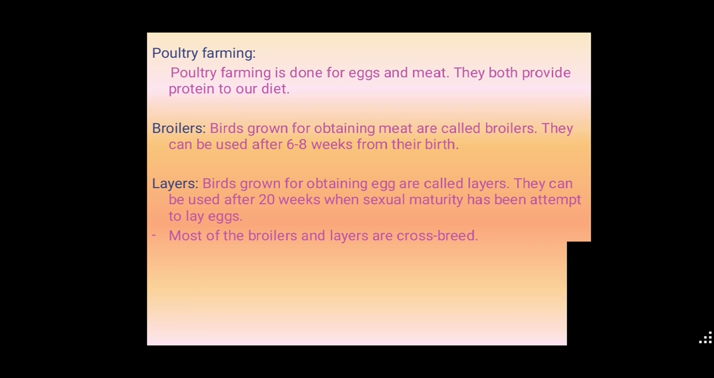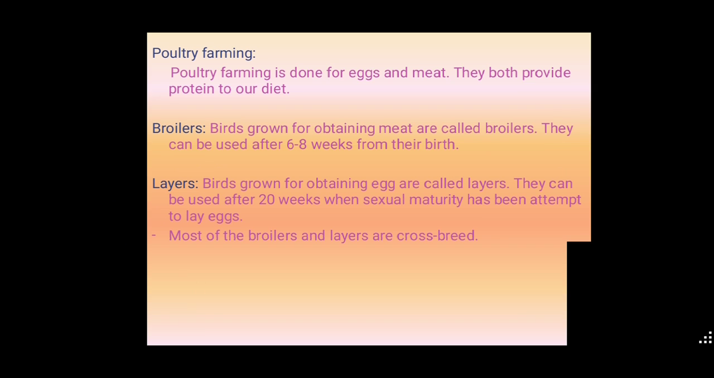Next, come to layers. This is also a type of chicken. Birds grown for obtaining eggs are called layers. This is meant only for egg laying. They can be used after 20 weeks, when sexual maturity has been attained, to lay eggs. We use these types of chickens for egg production. After sexual maturity, they lay eggs after 20 weeks.